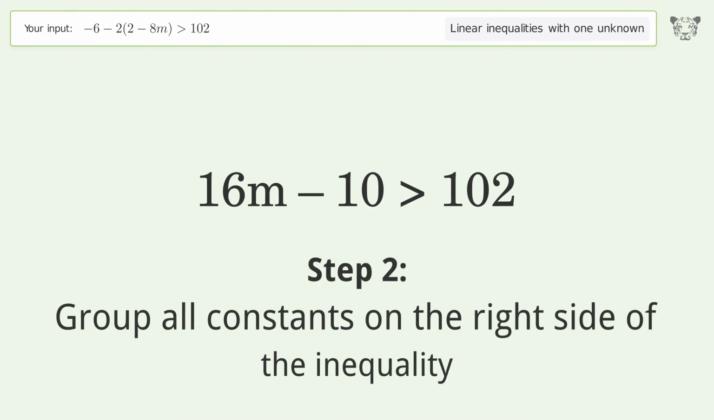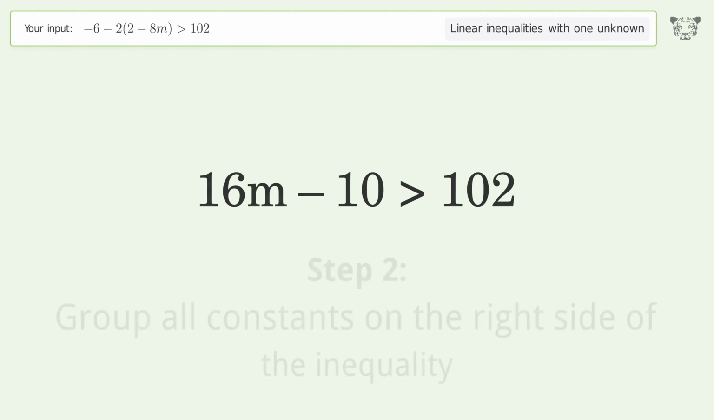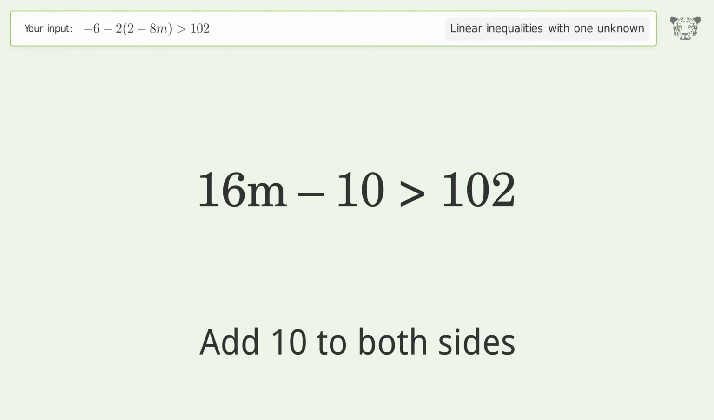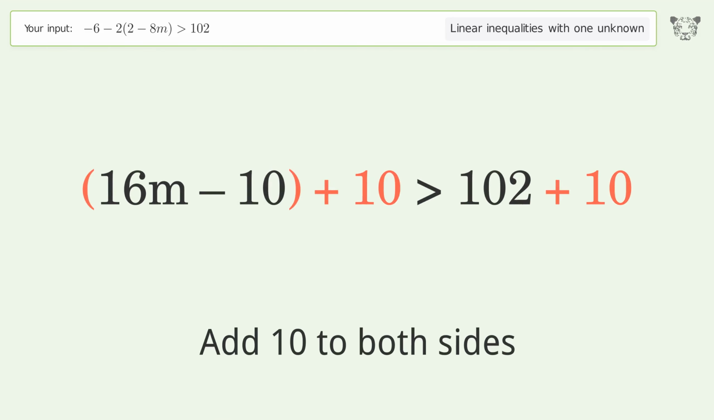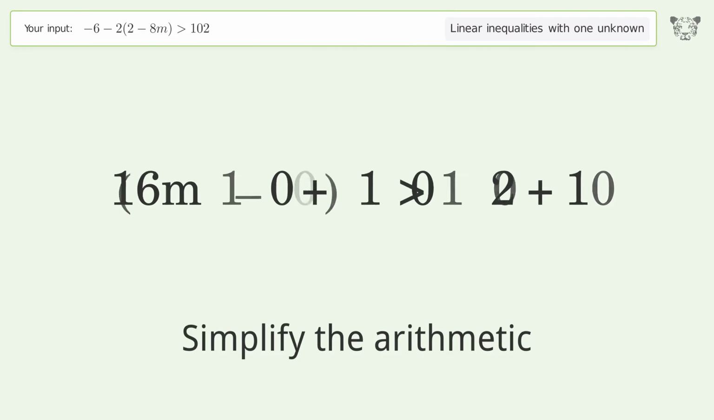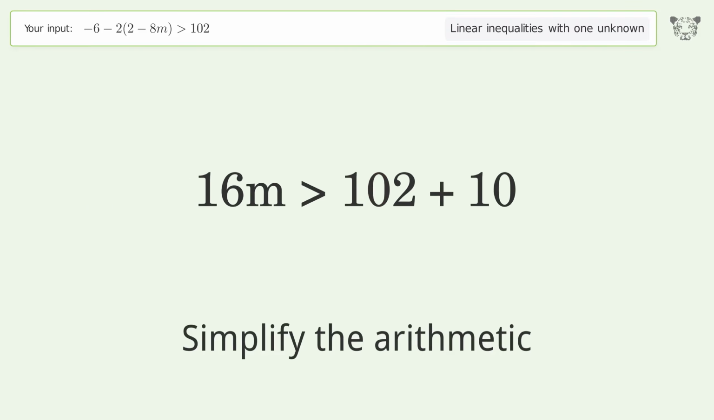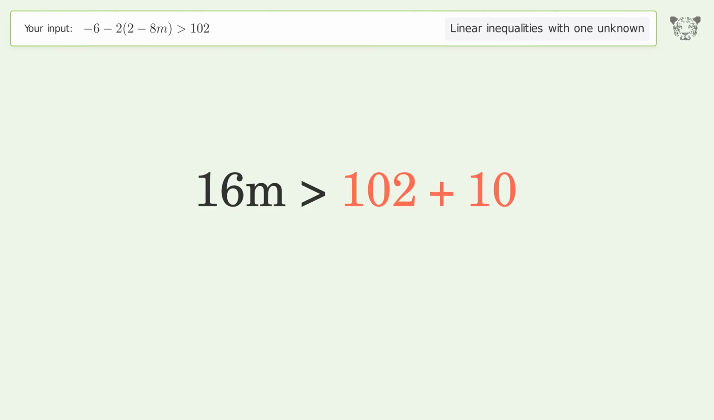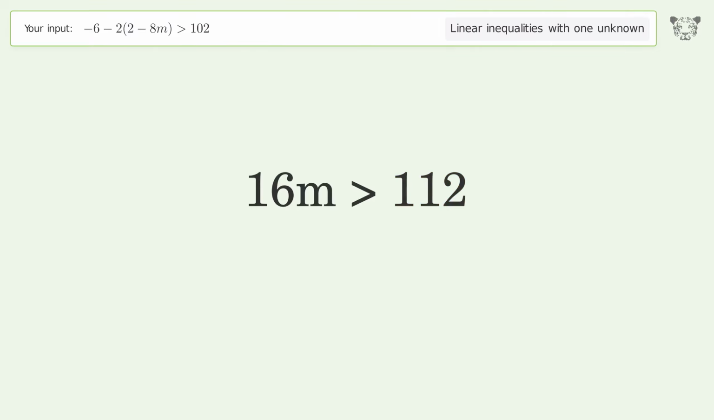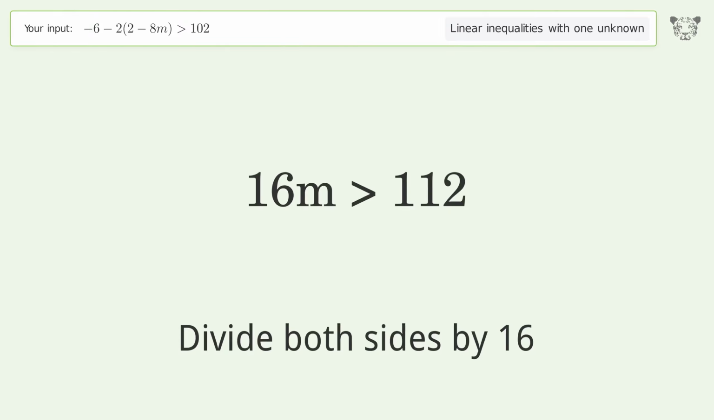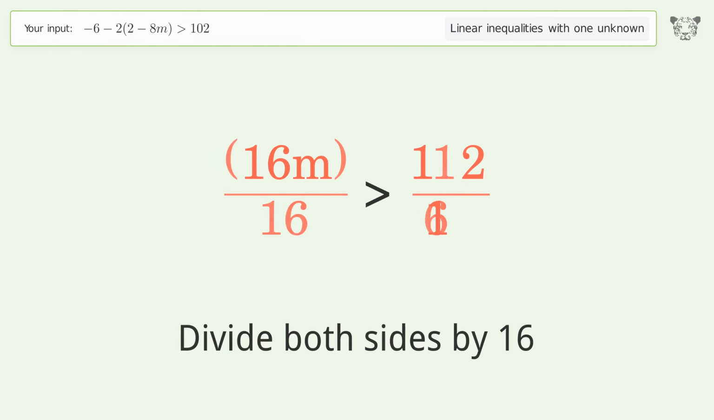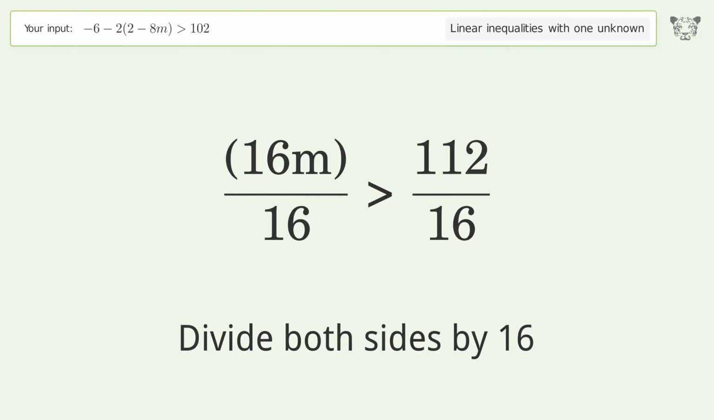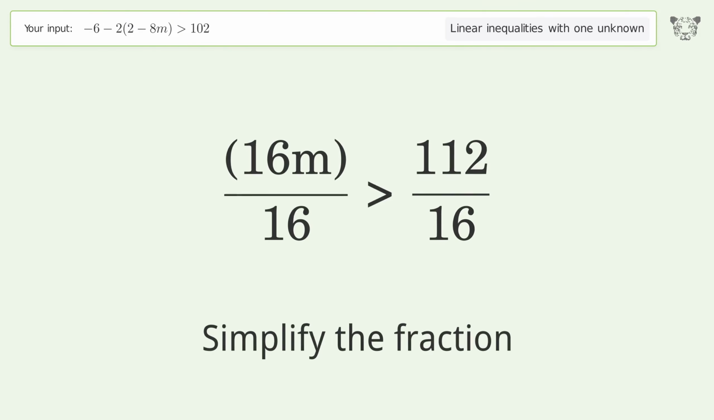Group all constants on the right side of the inequality. Add 10 to both sides. Simplify the arithmetic. Isolate the m. Divide both sides by 16. Simplify the fraction.